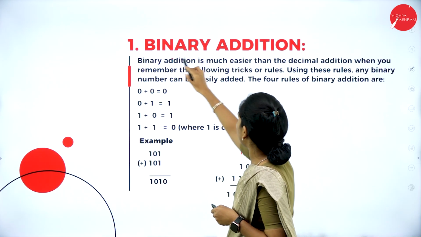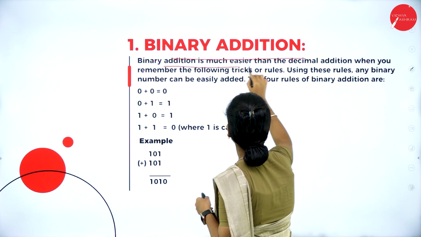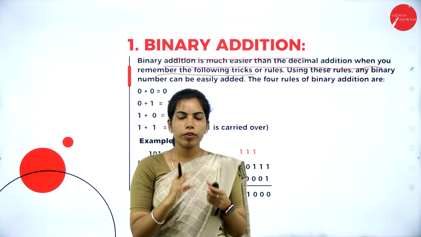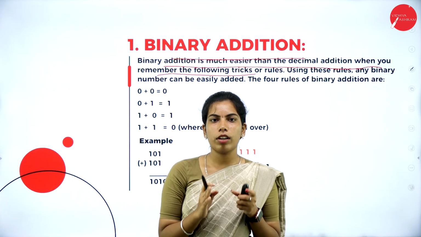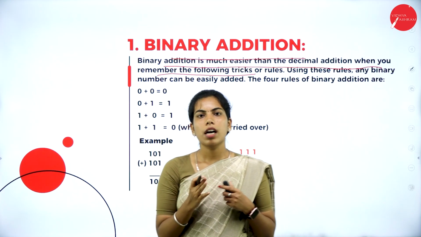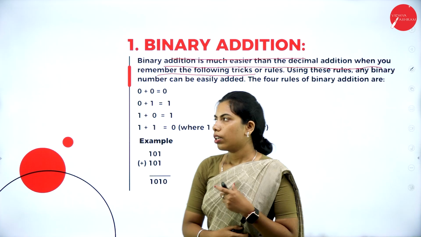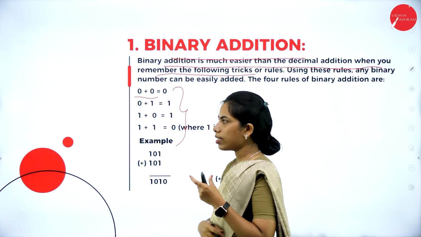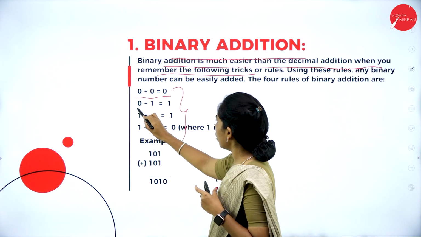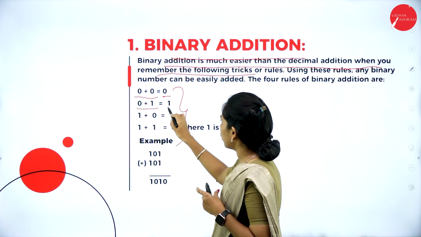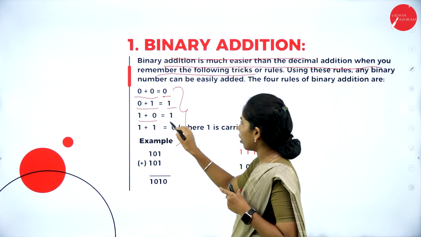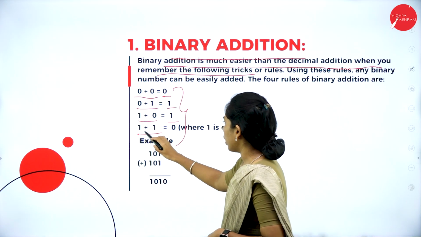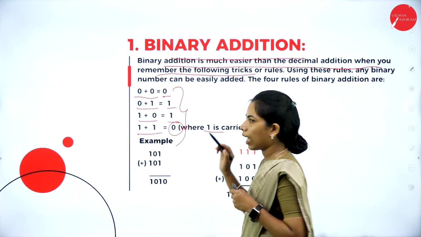So here you can see binary addition. Binary addition is nothing but an easier decimal addition when you remember the following tricks. Before going to binary addition, we have to follow some rules. Then only we can solve the addition of the numbers. Got it? So these are the rules. When two variables are 0, you get a result of 0. When 0 plus 1, you get a result of 1. 1 plus 0, you get a result of 1. When you have two variables 1 each, 1 plus 1 is 0 with carry 1.